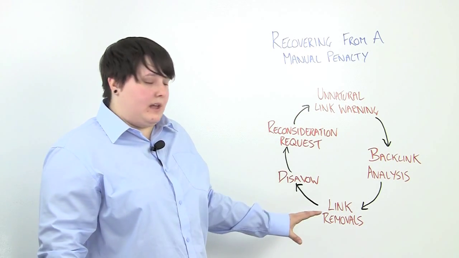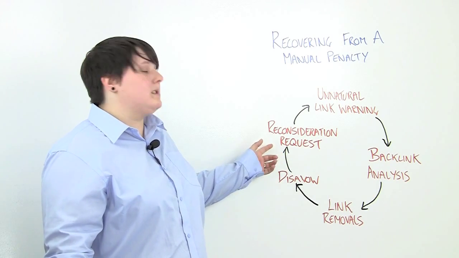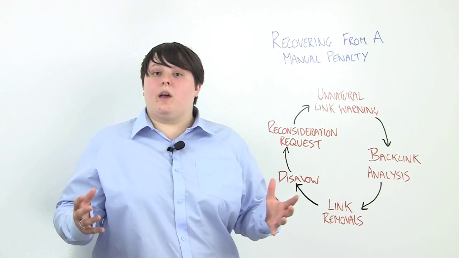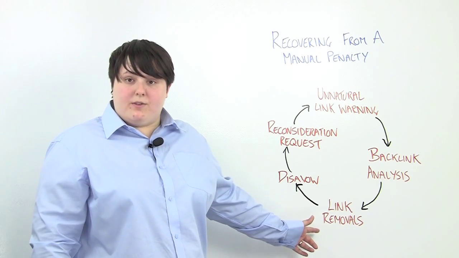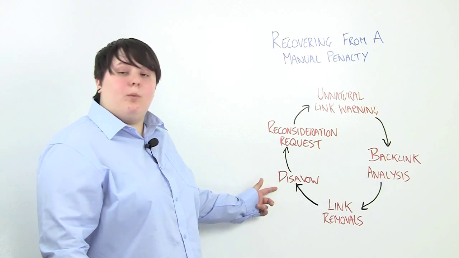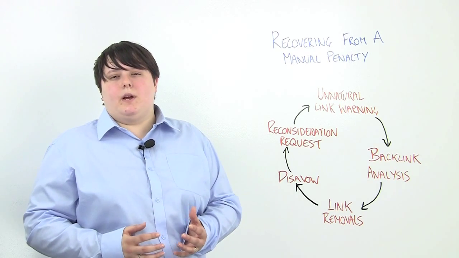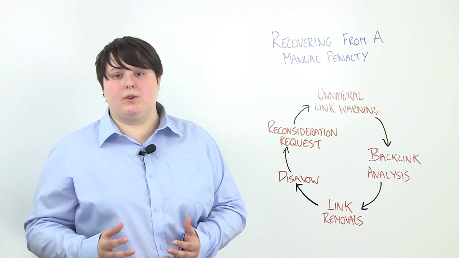Once you've got all this together and you've put a plan together as to how to move forward, you want to look at submitting your reconsideration request. You're telling Google, okay, I know that we've had some unnatural links, we've acted to get rid of as many as we can, and then we've disavowed what's left. You want to be as honest as possible in that reconsideration request. Google values honesty, especially at this stage in the process.